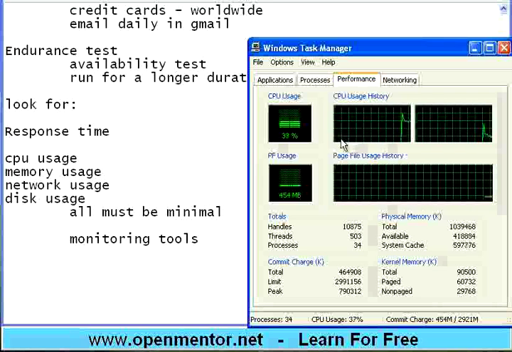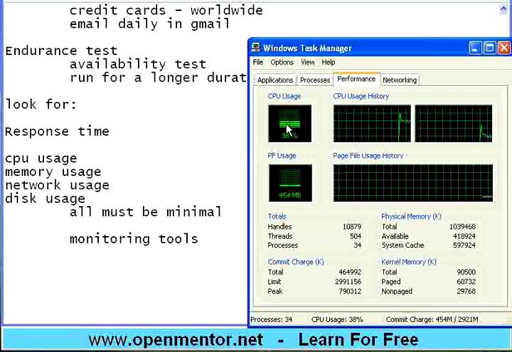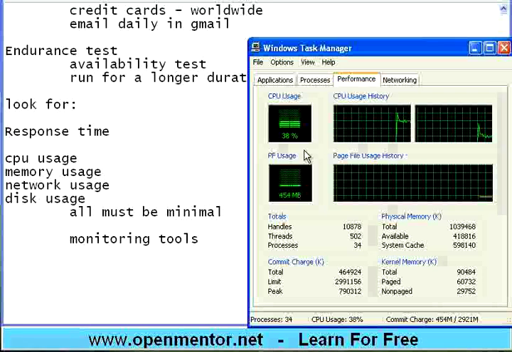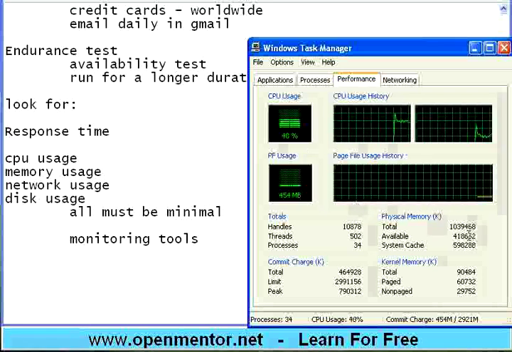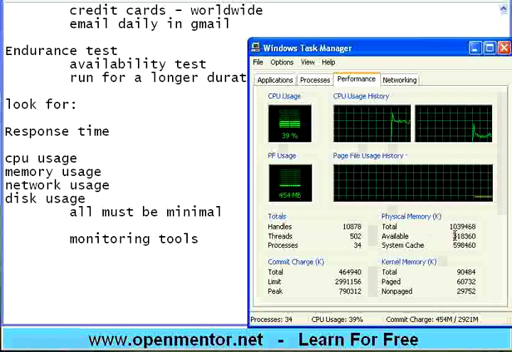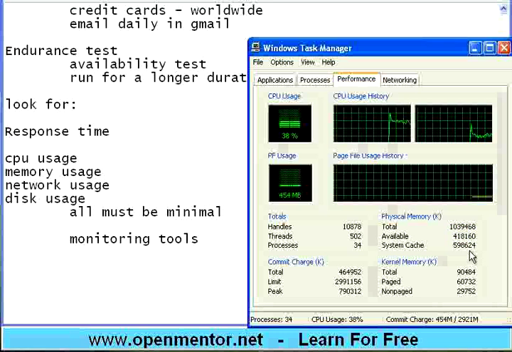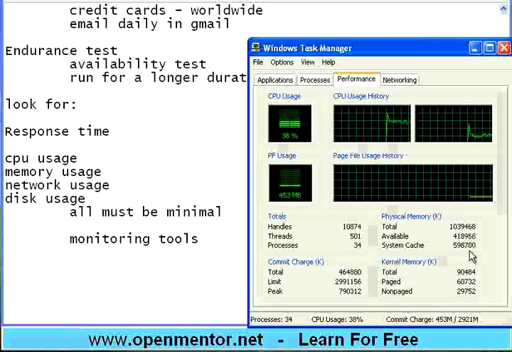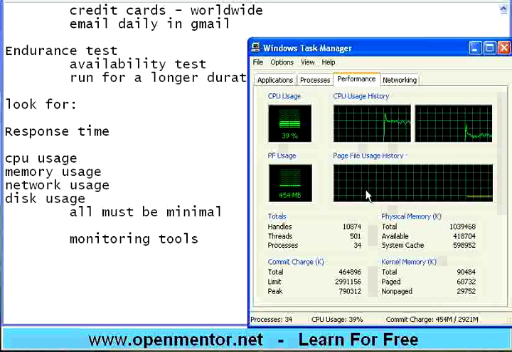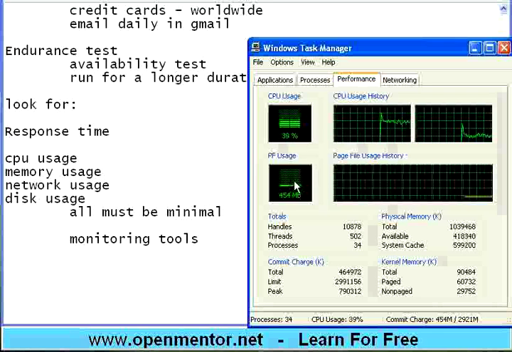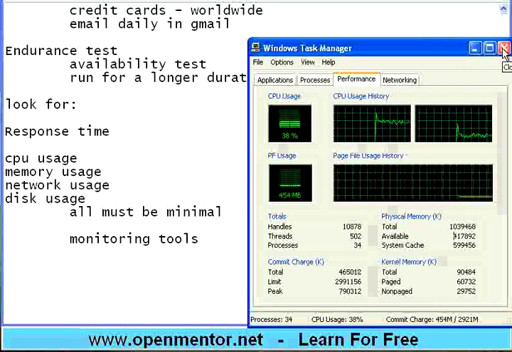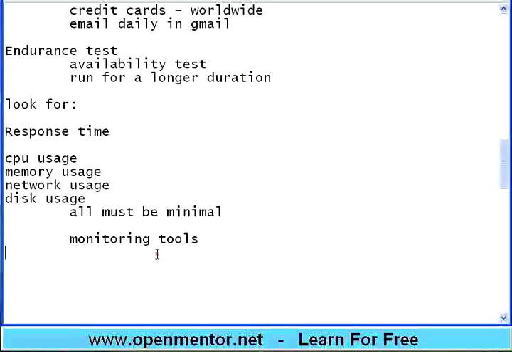This is the Task Manager window. Now you see 37% of the CPU is occupied, and only 418 megabytes are available in memory. If more processes start on this machine, more CPU and memory will be consumed. So someone has to monitor CPU, memory, and network bandwidth to ensure that we are using minimal system resources.